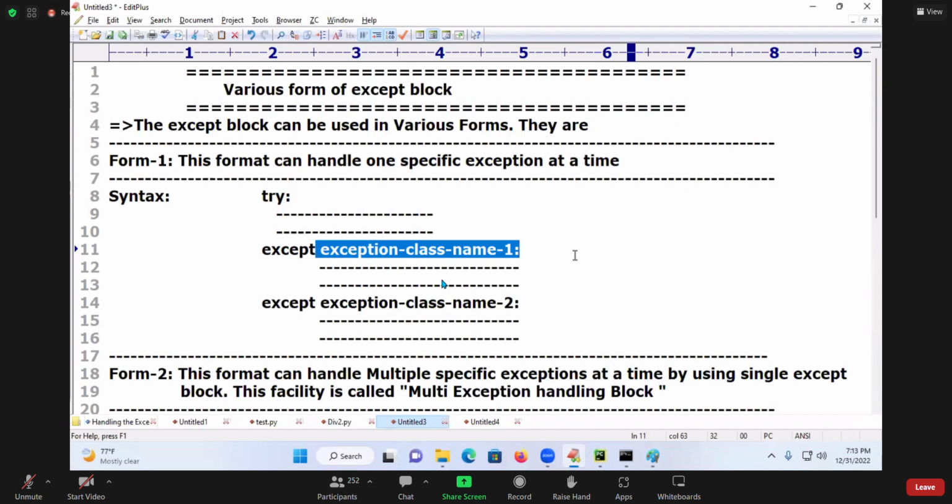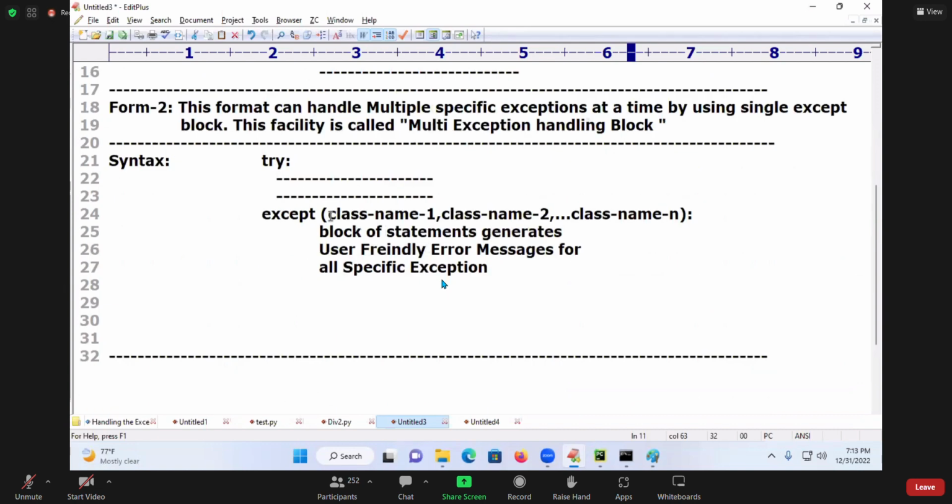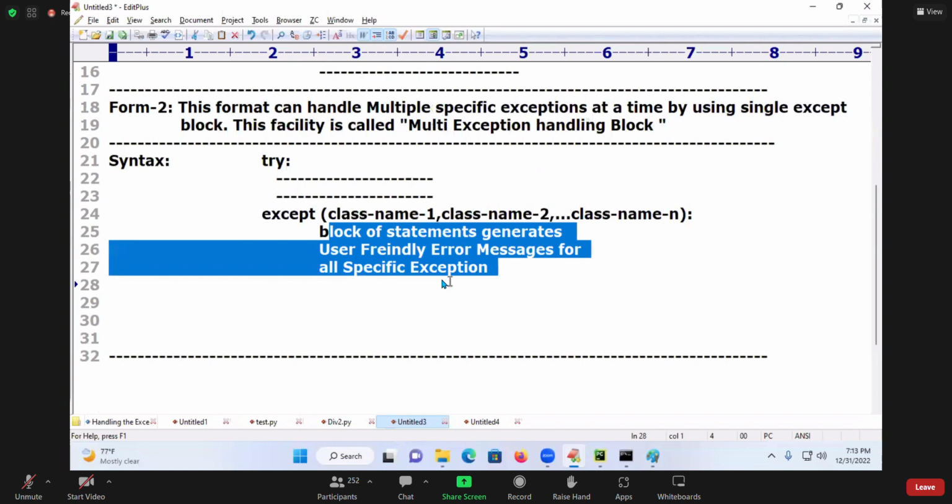Suppose, students, whichever exception you commit the mistake in, only that message will come. But some people's opinion is: if I commit one mistake, only that message should come. The second option is: if you commit one mistake, that message will come, plus the other exceptions which are going to come in the next feature.